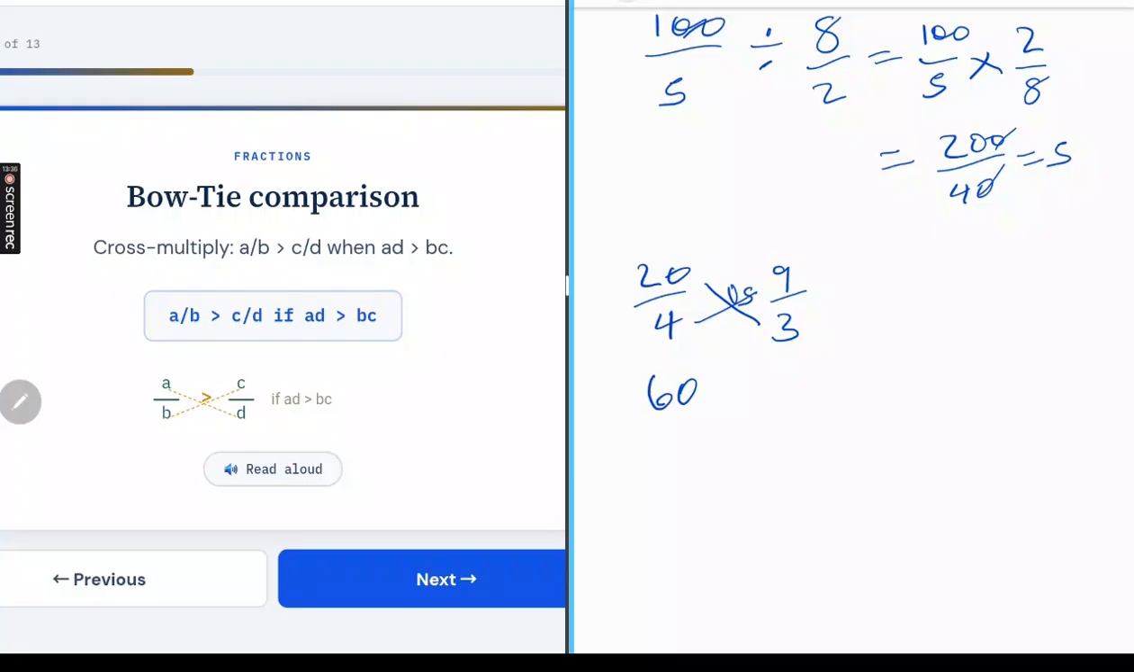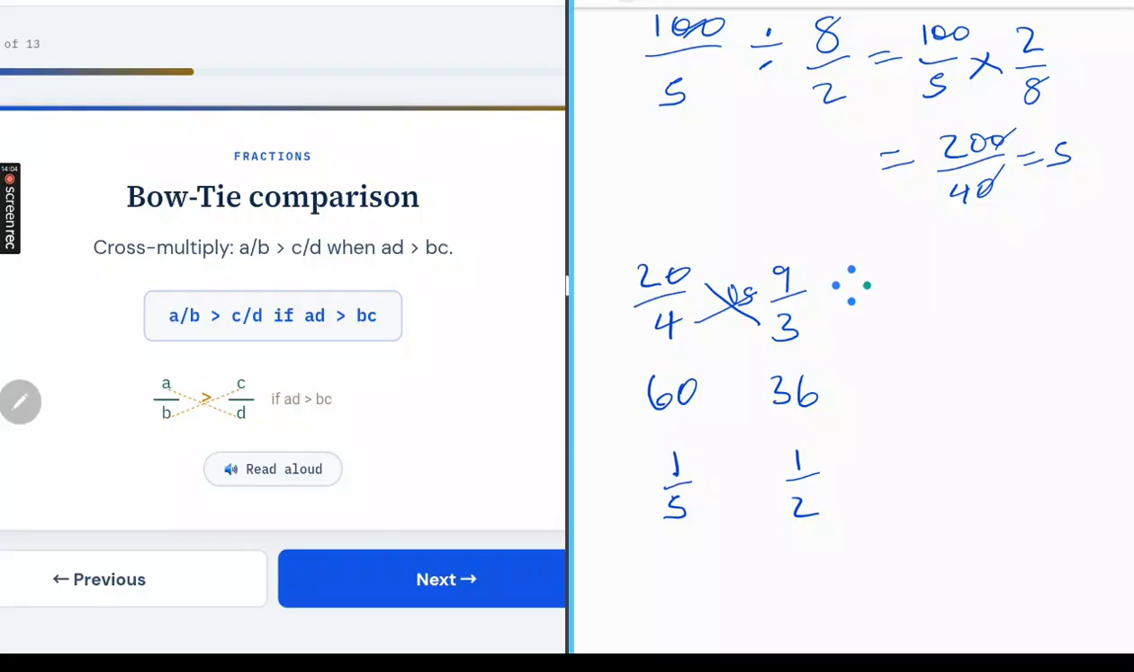4 times 9, 18 plus 18, 36. You see that one is greater. Let's also flip this. We know that 1 over 5 is what? 1 over 5 is 0.2, and 1 over 2 is 0.5. 1 over 5 and 1 over 2, which one is greater? 1 over 2 is greater.